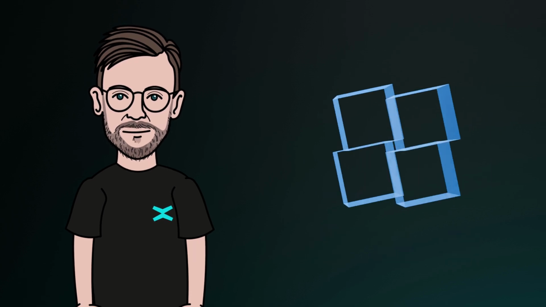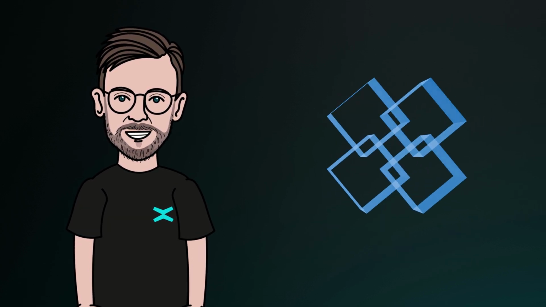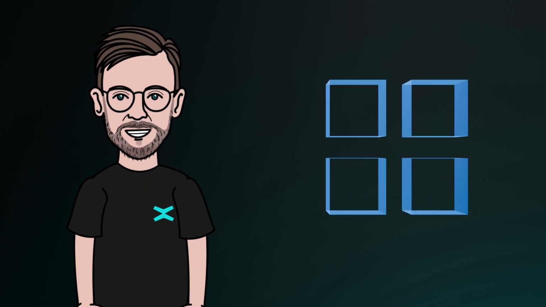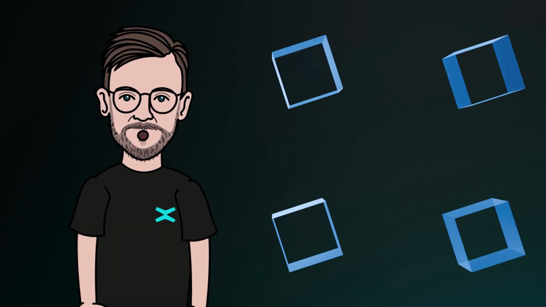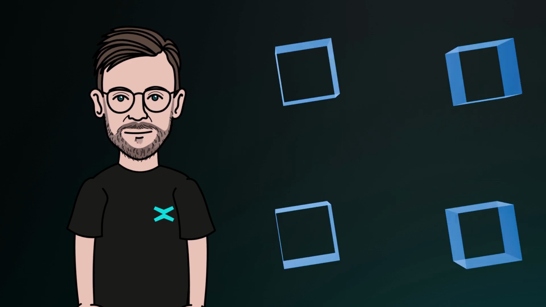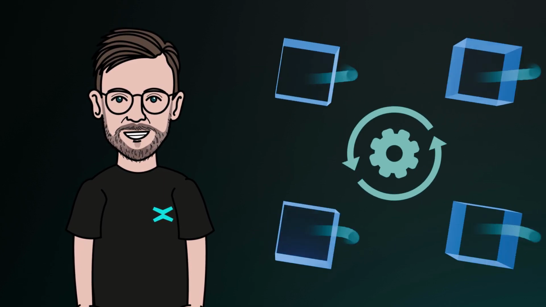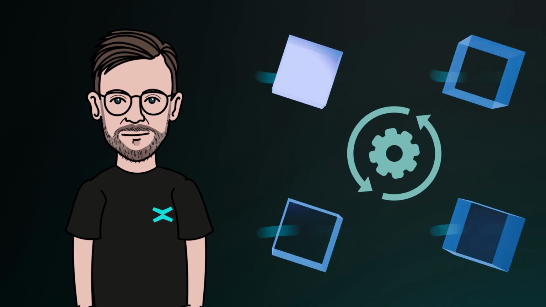Let me explain. Sharding is like breaking a large task into smaller pieces. Instead of having one big group process all transactions, it splits the network into smaller groups, called shards, each handling a portion of the workload. This way, the blockchain can process many transactions at once, making it faster.